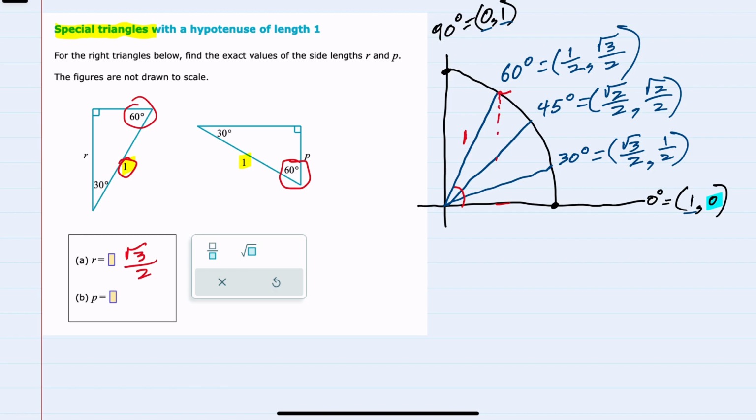So again, dropping this 60 degree angle to form a right triangle, I can see that P is actually here along the base when I orient this triangle this way. So P is the distance here, which is the x value of this terminal point. So here P will be 1/2.